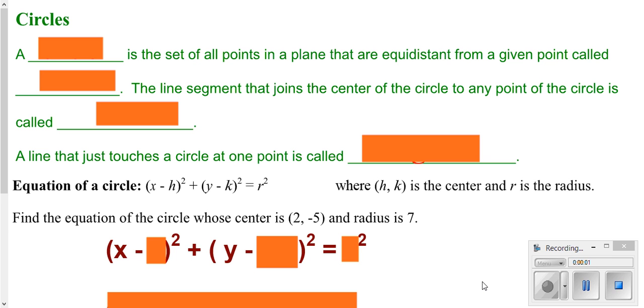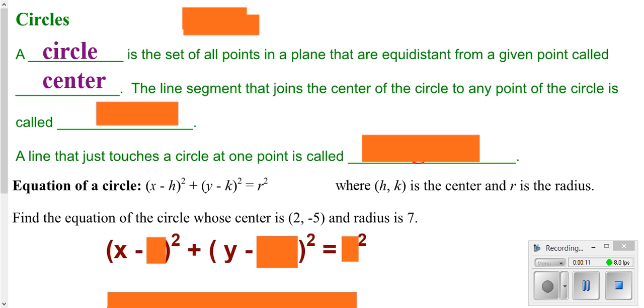Okay, we're going to now talk about circles. Well, a circle is a set of all points in a plane that are equidistant from a given point called our center. And the line segment that joins our center to any point on the circle is called the radius. By the way, as a side note, a line that touches a circle at one point is called the tangent.